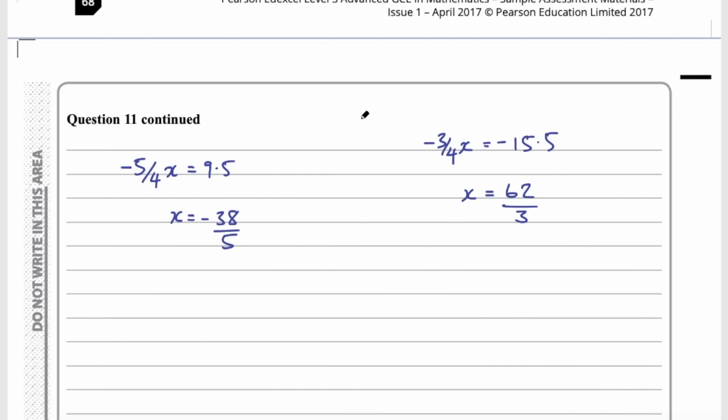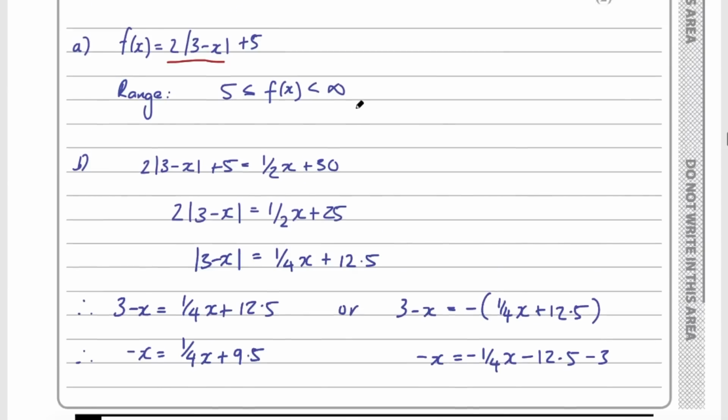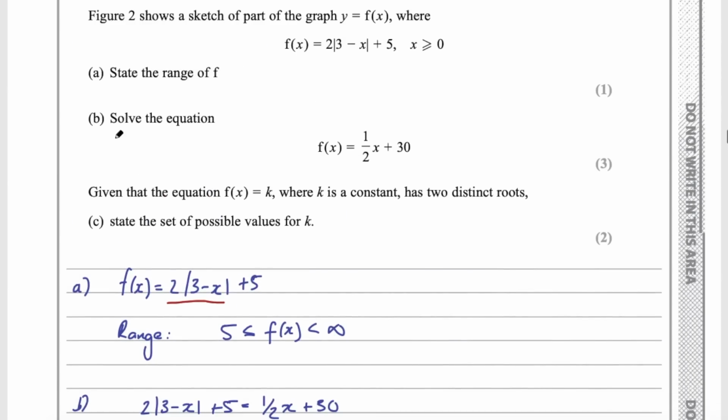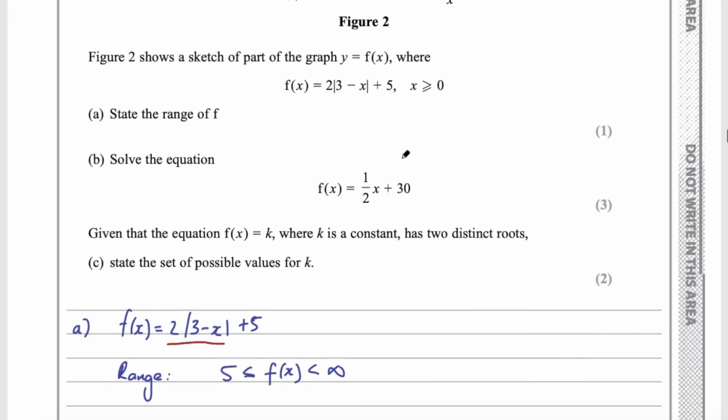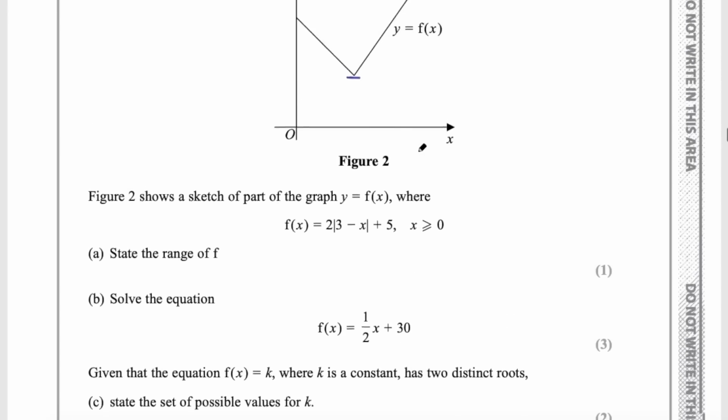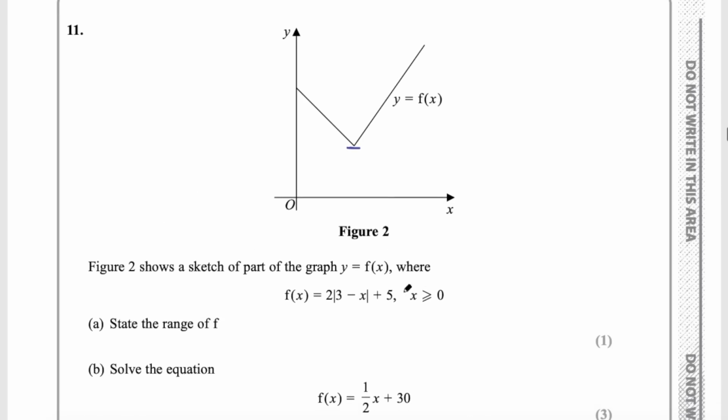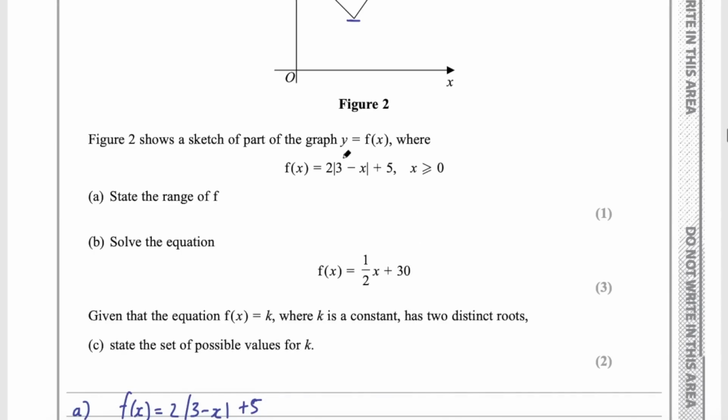And now we need to go back to the question again, and it says solve the equation f of x equal to this, but remember that x had to be greater than 0 in this for f of x. So x is greater than 0 for f of x.